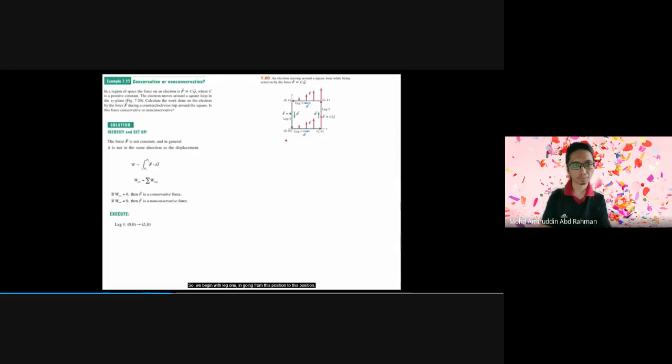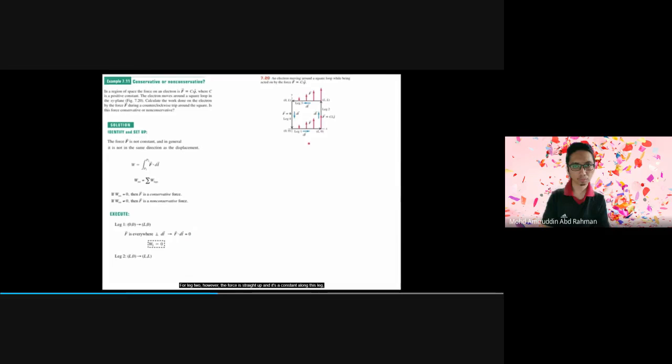So we begin with leg 1 and going from this position to this position. And the first thing that we notice is that the force is always at a right angle to the motion. And so trivially, the scalar product is 0 and the work along leg 1 is 0.